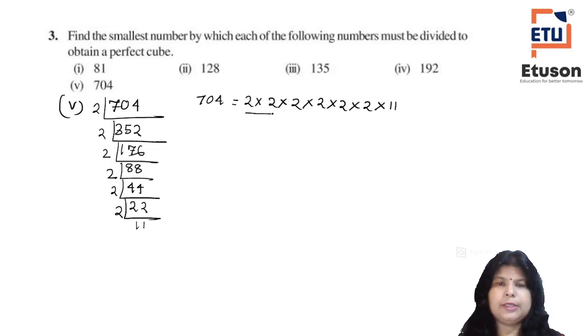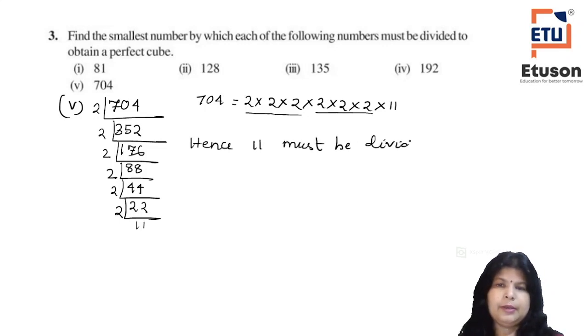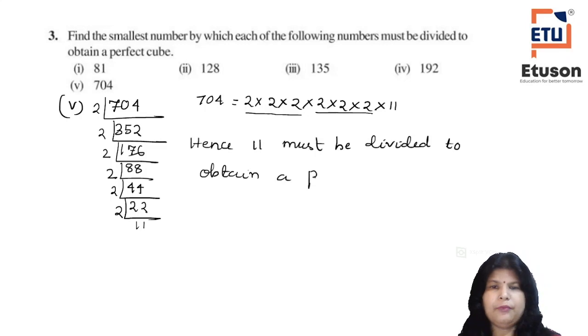Now let us form the set of 3. So all the 2's are forming sets. What is extra? 11 is extra. Hence, 11 must be divided to obtain a perfect cube. Correct? To obtain a perfect cube.